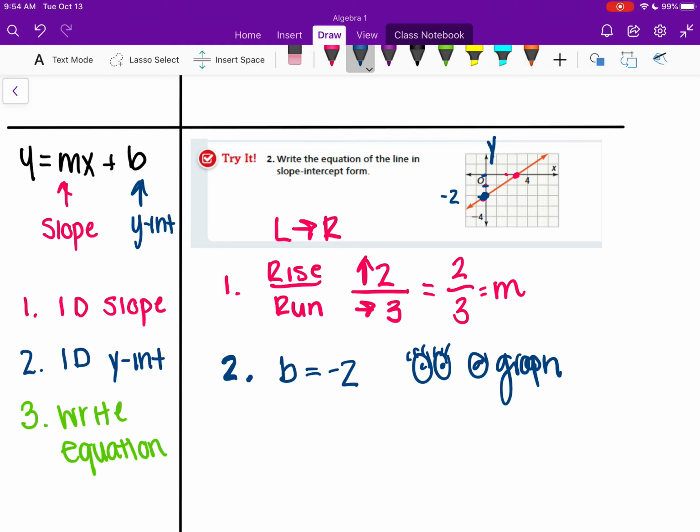So there's your little note to self. How did we do that? We looked at the graph. It touches the y-axis at -2. And then step 3, put those pieces together to write the equation.